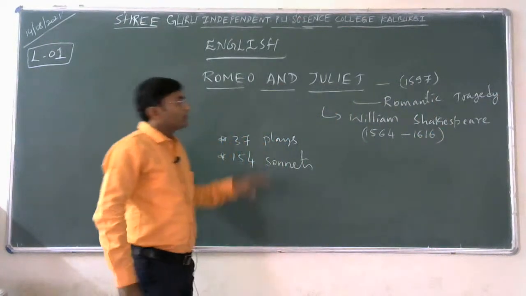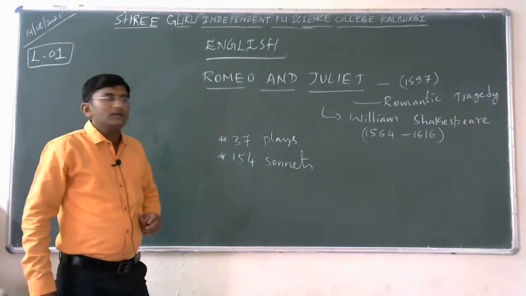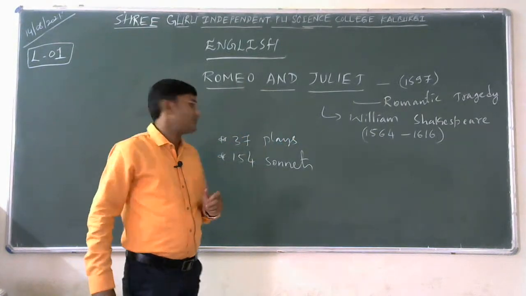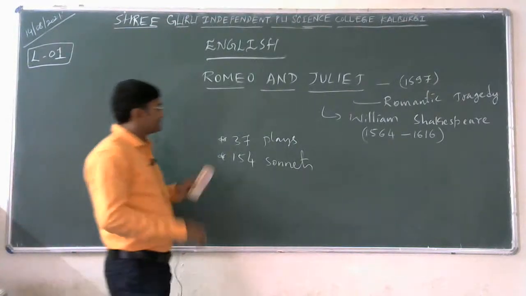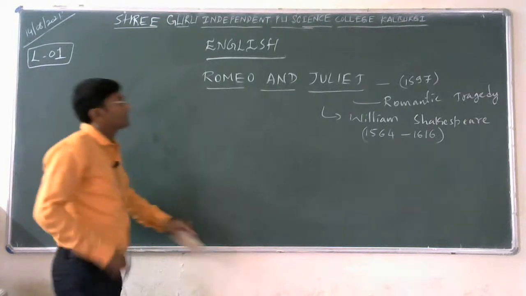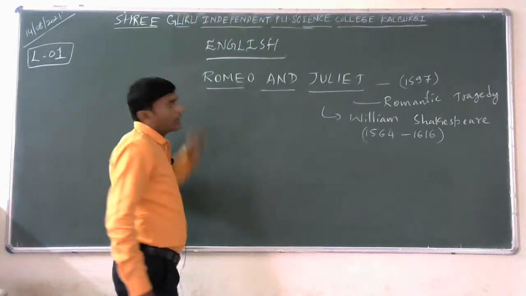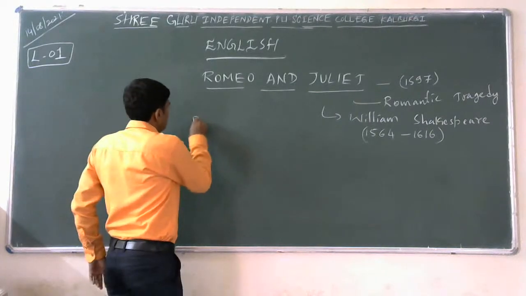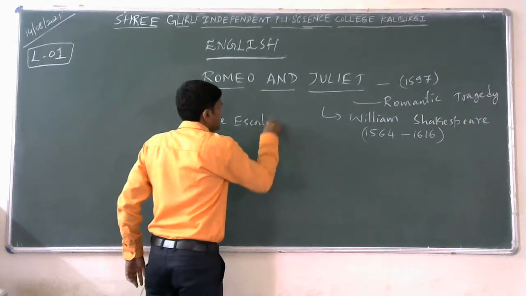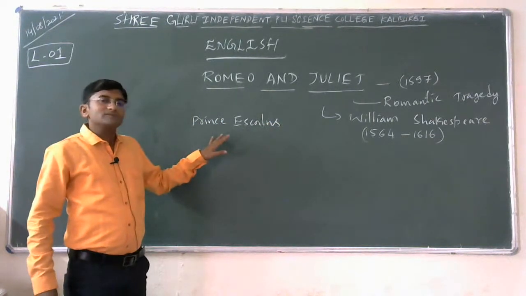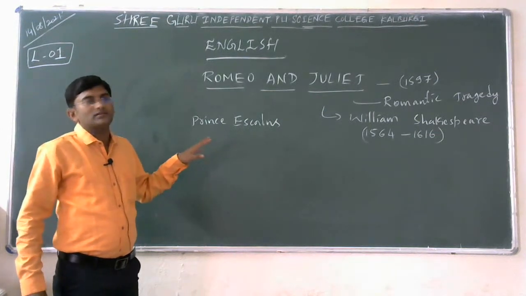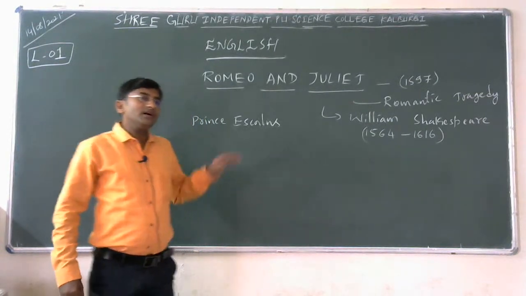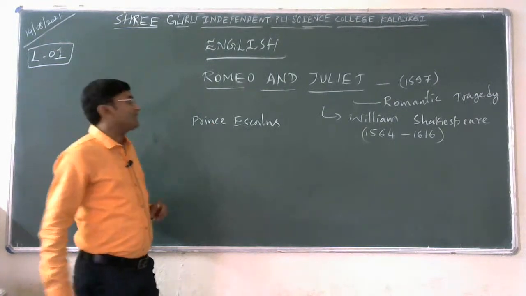My dear students, before going to study Romeo and Juliet, let us go to the outline summary of Romeo and Juliet in today's session. Now in Romeo and Juliet, we find many characters, like Prince Escalus. The play starts with Prince Escalus. His servants are fighting each other. His servants, in the sense here, are the Montagues family and the Capulets family.